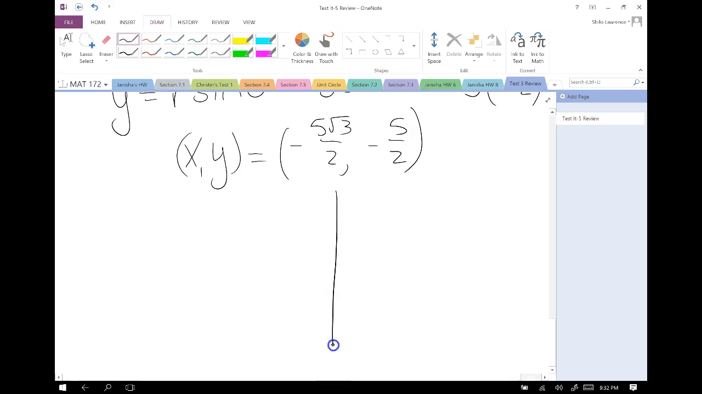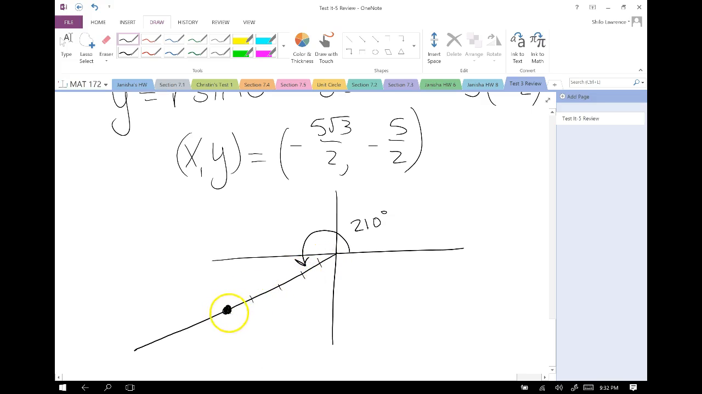So if we look at the picture, here's the 210 line. And apparently we went out 5 units on that line. And going out 5 units on that line is the same as going horizontally -5 radical 3 over 2, and vertically -5 halves. That's what we were just able to figure out.